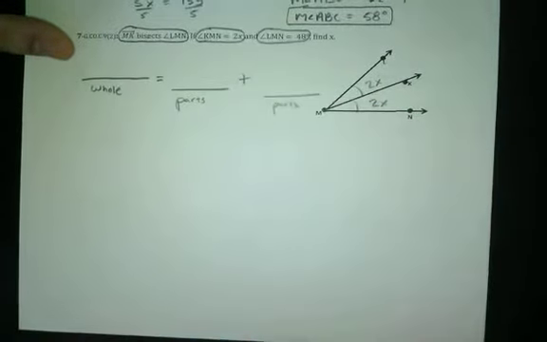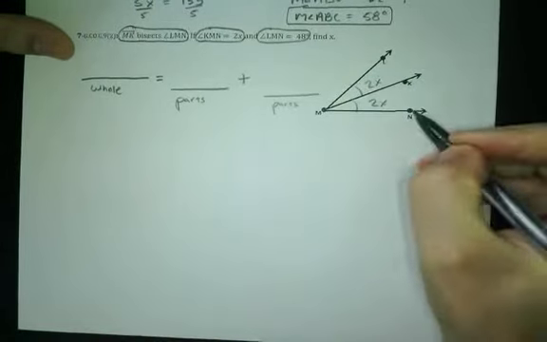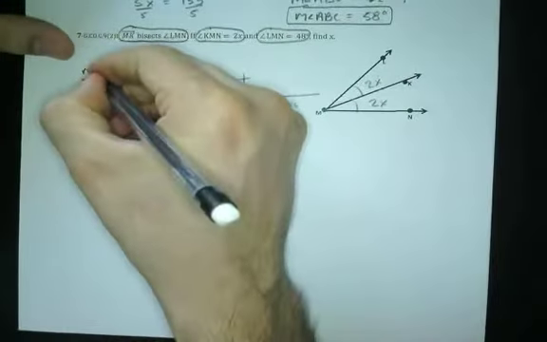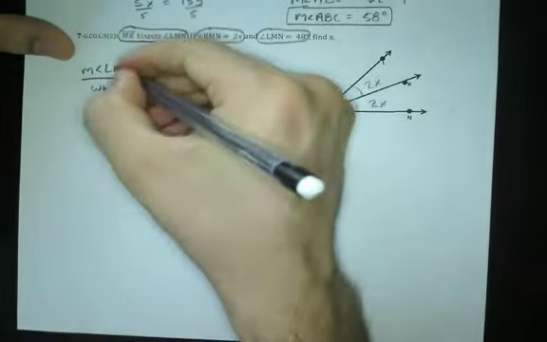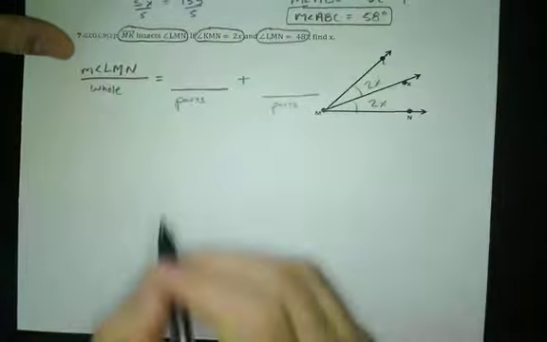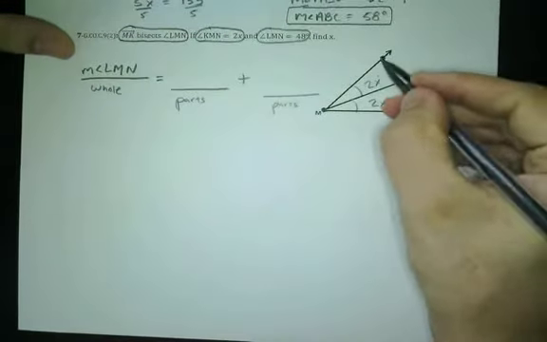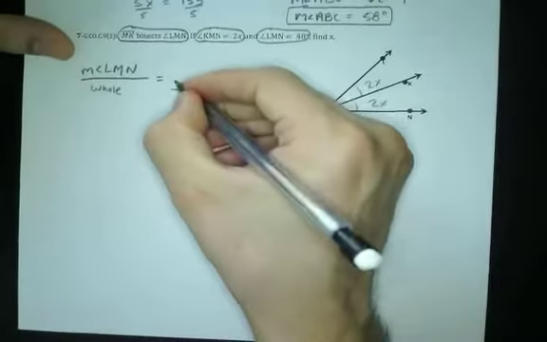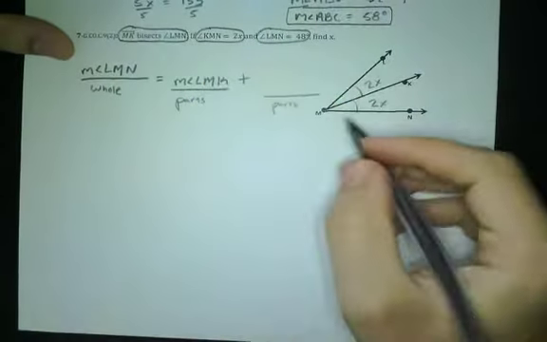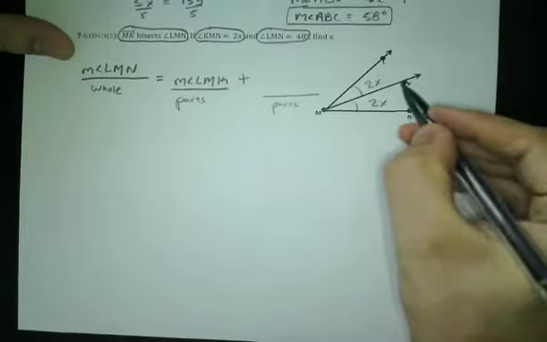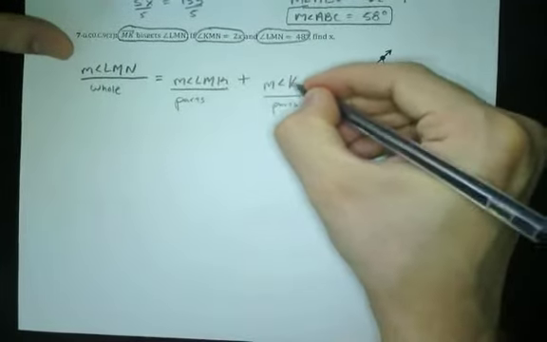When I look at this picture, the whole thing is angle LMN. So I know that the measure of angle LMN is going to be equal to the two smaller parts. One of those is angle LMK, so the measure of angle LMK, and also angle KMN, so the measure of angle KMN.